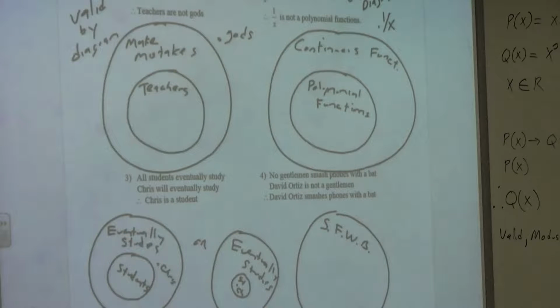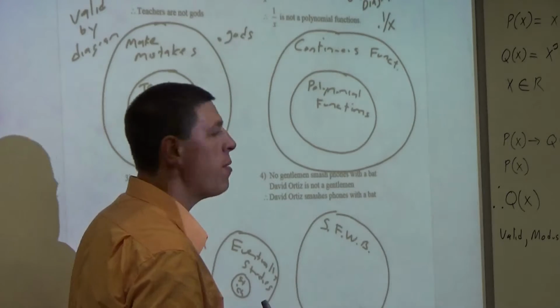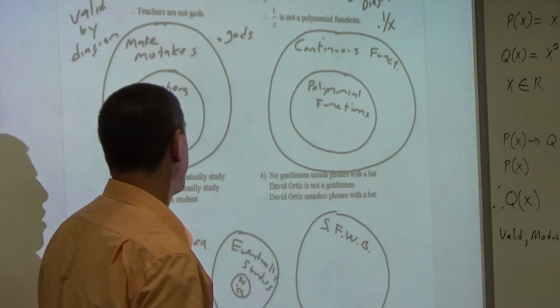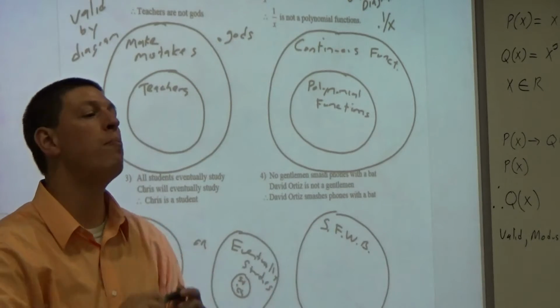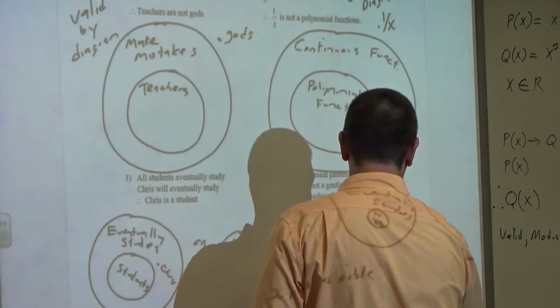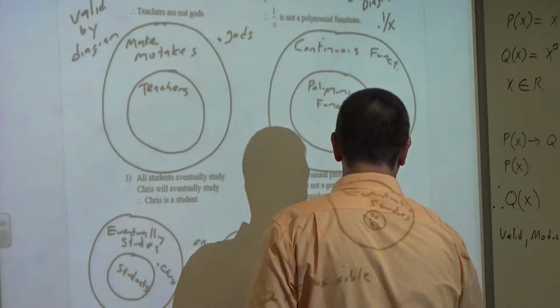But outside of that major premise is going to be gentlemen, right? Because not one gentleman would ever smash a telephone with a bat, regardless of how baby-fied that baseball player may be. Okay? So out here, we are going to put gentlemen.